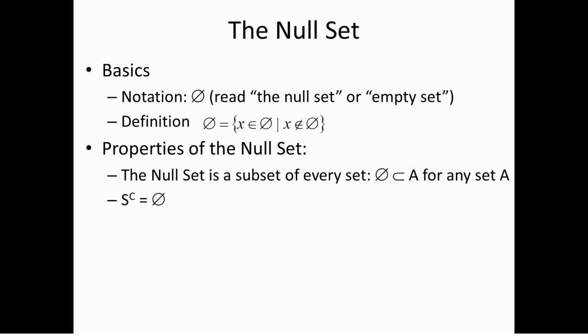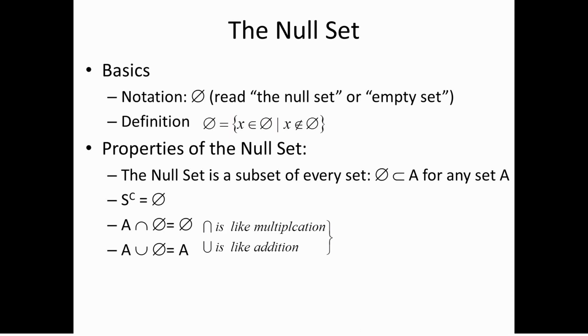It follows from that the complement of the null set is the sample space. The intersection of any set with a null set is a null set. And the union of any set with a null set is the original set. Now these last two statements are important, because notice that if the null set is interpreted to be 0, it suggests that intersections are like multiplications and unions are like additions. And in fact that is the case.